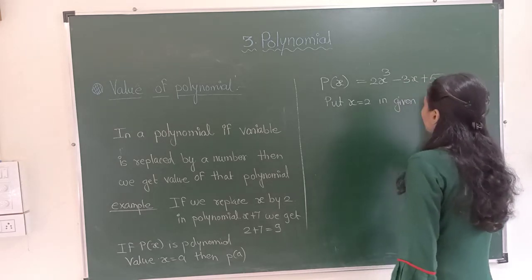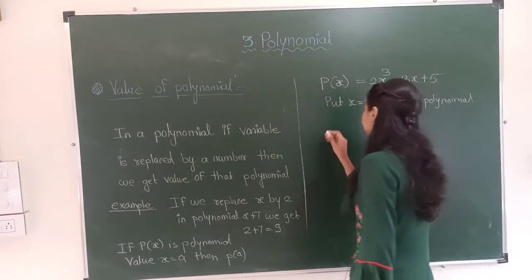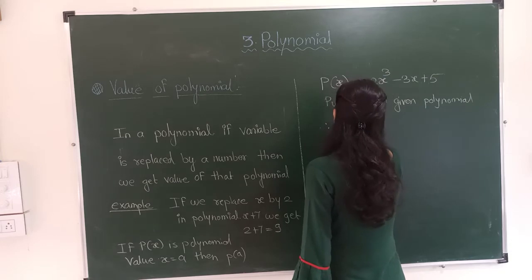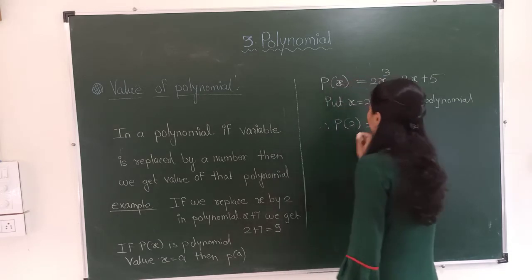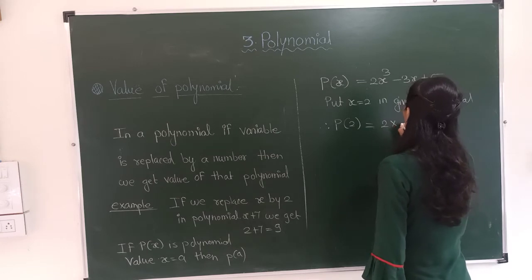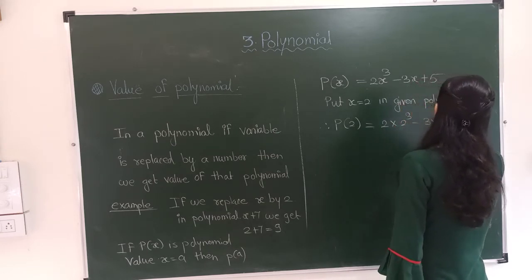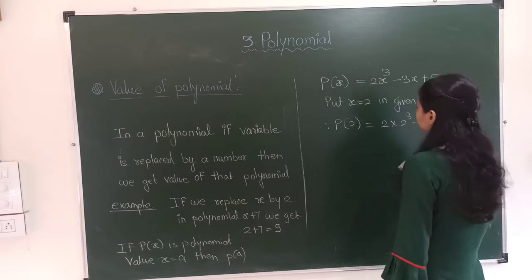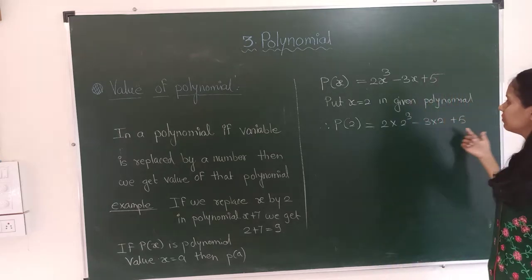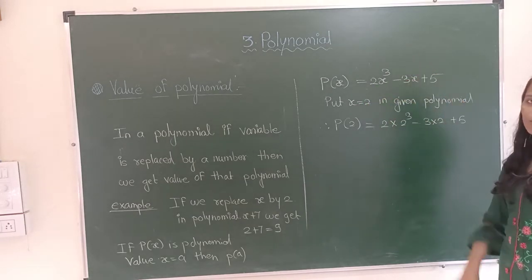What do we have to do? We have to replace all the x by 2. So how does it go? If we replace x by 2, it becomes p of 2 is equal to 2 into 2 raised to 3 minus 3 into 2 plus 5. This is how it converts when we put x equal to 2 in this given polynomial.